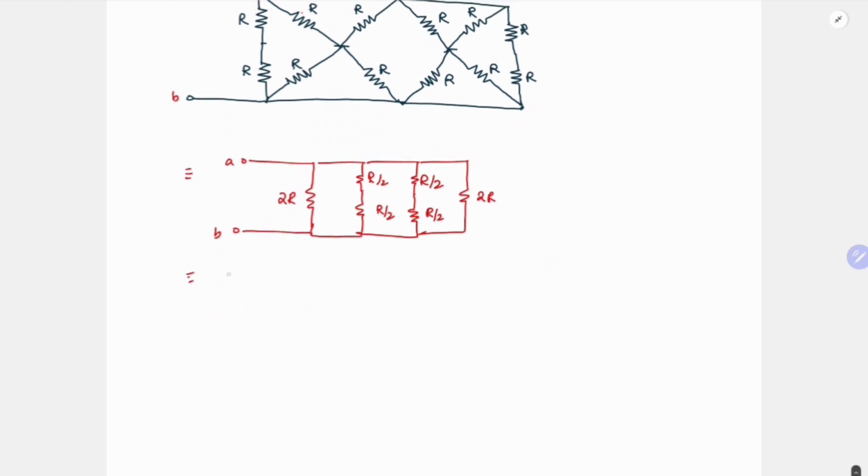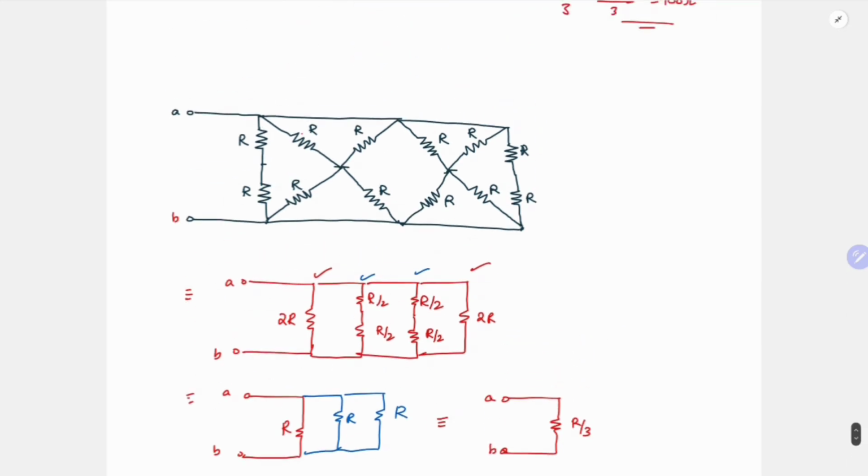So now if I have to write, this 2R in parallel with this 2R becomes R, right? So this one and this one becomes this. And this becomes R and this becomes R. So it is 3 R's in parallel. So what is the equivalent impedance? It is again R by 3.